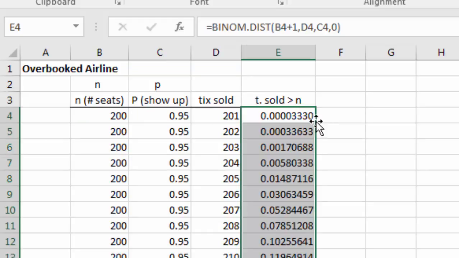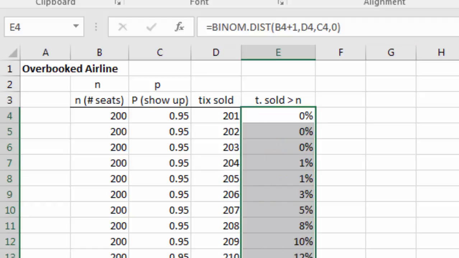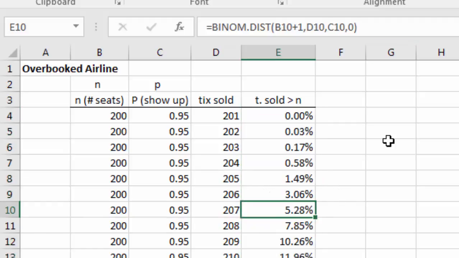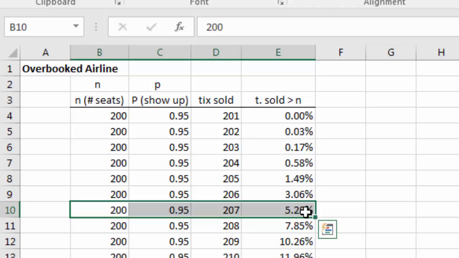And the problem said, remember, how many tickets should be sold to make the chance of an overbooked flight as close as possible to 5%? Well, now all we need to do, and let's put this as percent, is find the ticket sale number that's as close as it can be to 5%, and that occurs right here. 207 tickets are sold, and there's a 5.28% chance that at least 201 of those 207 ticket holders will show up, and hence we'll have an overbooked flight.